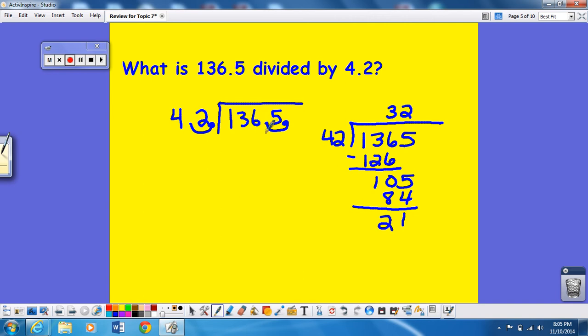Now, remember this problem started out as a decimal problem. So when we move the decimal, technically we should have put a decimal there. We cannot have a remainder when we have a decimal division problem. So let's add a 0 here and let's bring it down. 42 into 210, 5 times 2 is 10. 5 times 4 is 20, plus 1 more is 21.